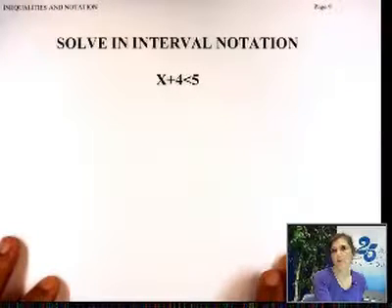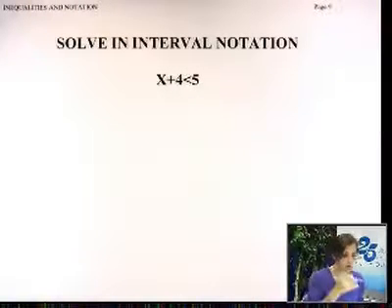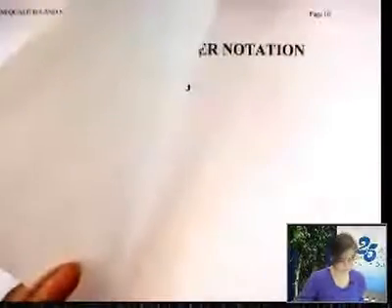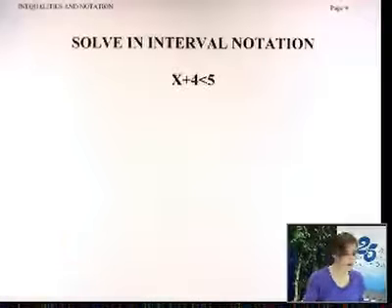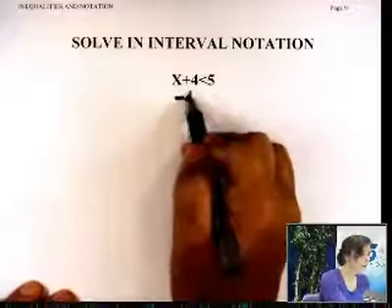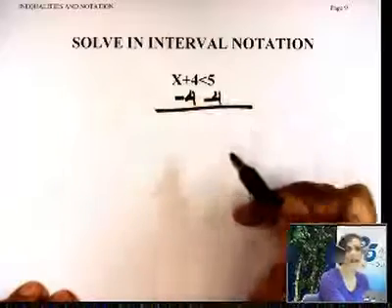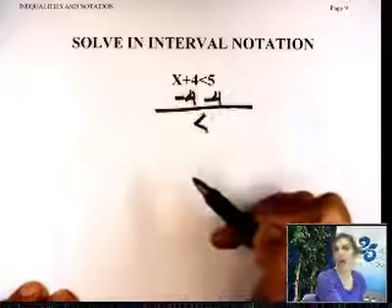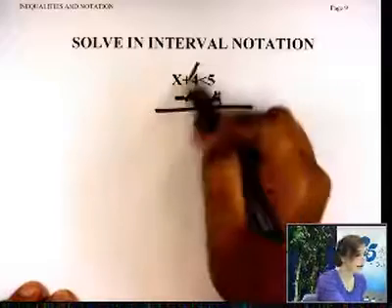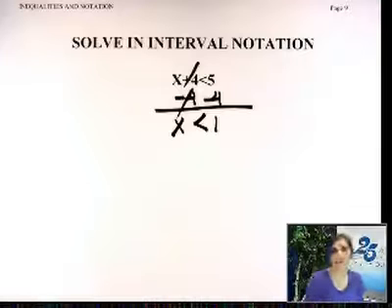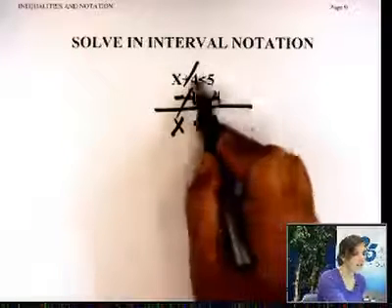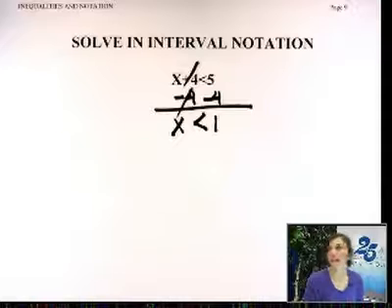Okay, so let's do this example. Solve in interval notation. So what do you need to do? You are going to isolate x. So subtract 4 from both sides, just like you do. And this one is not going to change when you subtract. Then you're going to end up with x. 5 minus 4, 1. X is less than 1. And remember, the direction of the less than stayed the same the whole time.